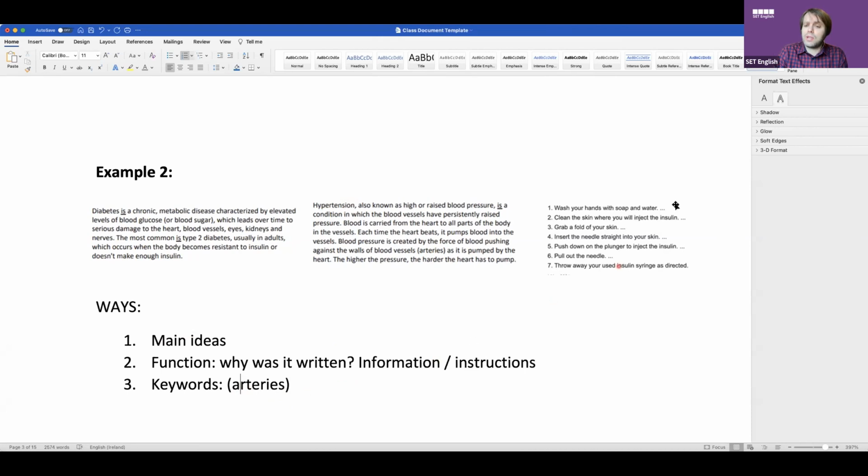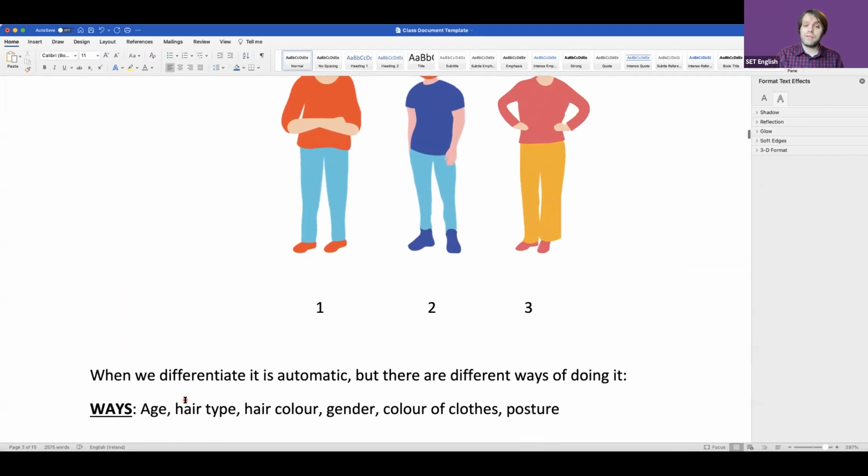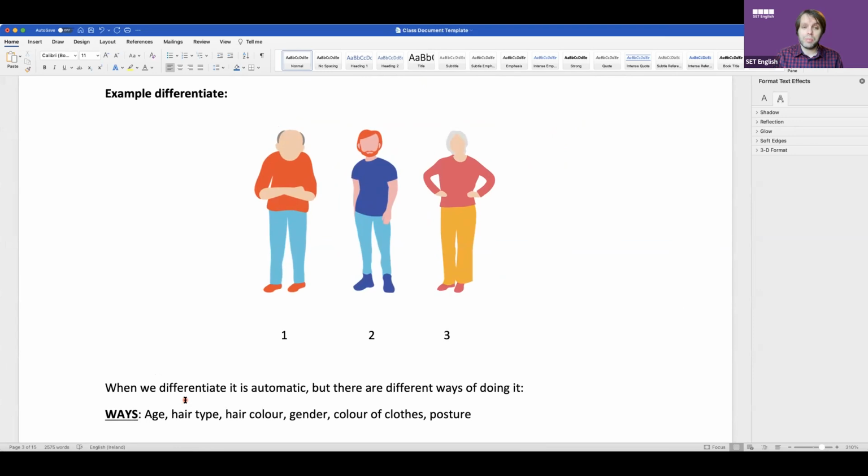What text is that? I'm going to go here, right? So this is the idea, guys. These are just different ways of differentiating texts. Just like in this situation when we have all these different ways of differentiating people.